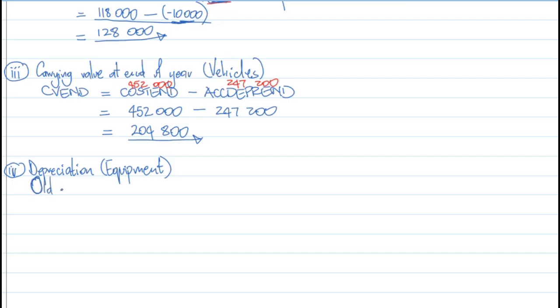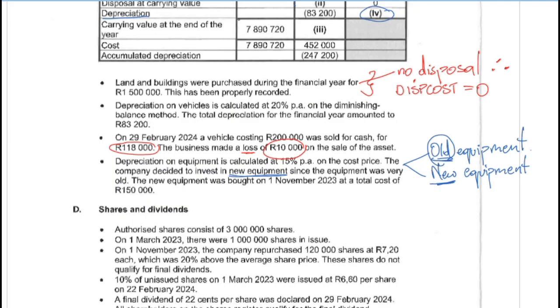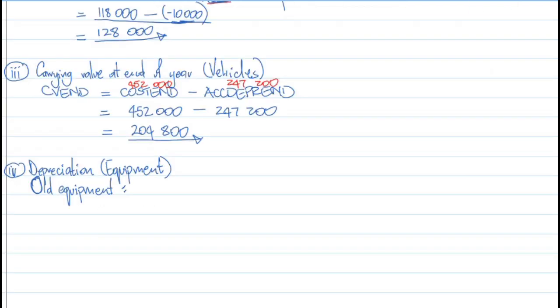Let's start with the depreciation on the old equipment. We are told that depreciation on equipment is calculated at 15% per annum on the cost price method. So let's write out the equation for depreciation on old assets using the cost price method. The equation is depreciation equals cost price multiplied by the depreciation percentage or the depreciation rate. And this is limited to the carrying value at the beginning of the year minus 1.